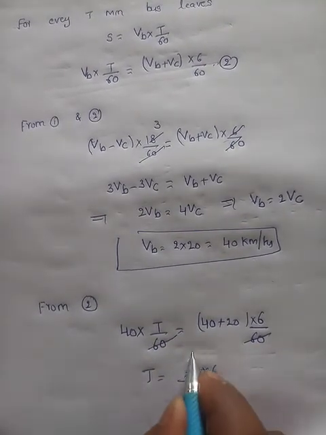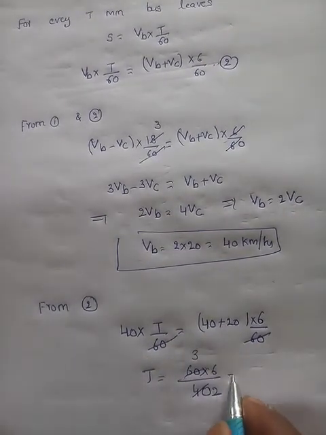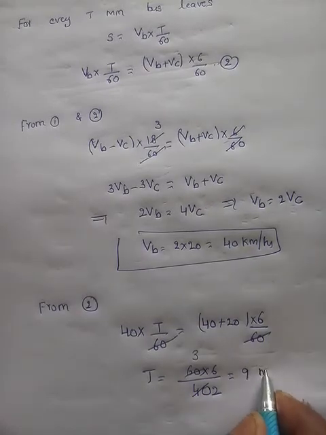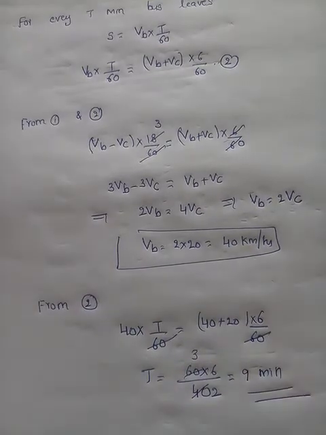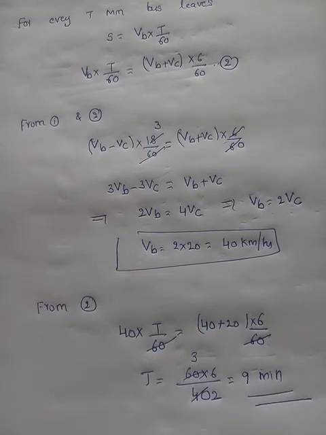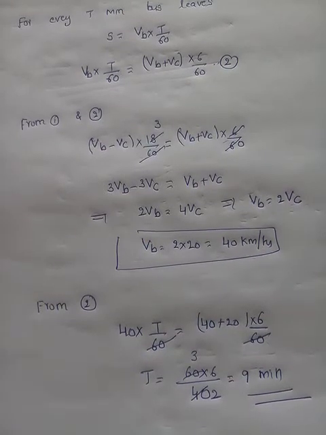22s are 23s are, 3 6 are 18, by 2 we get 9 minutes. So, for every 9 minutes there is a bus service from A to B.